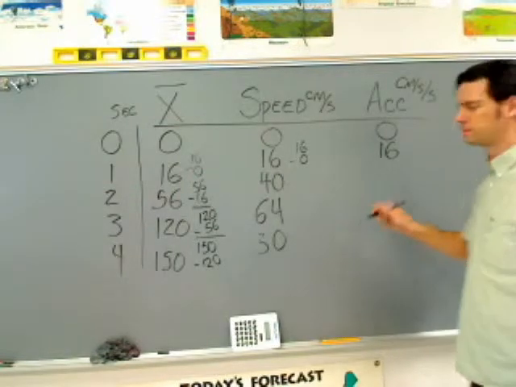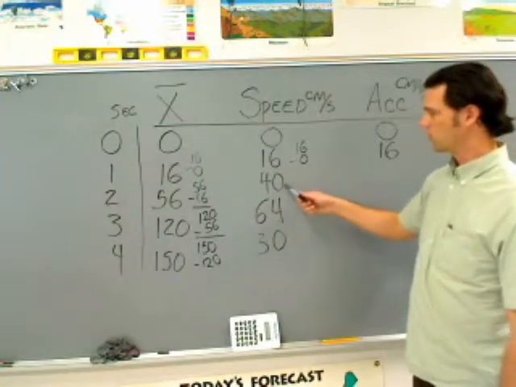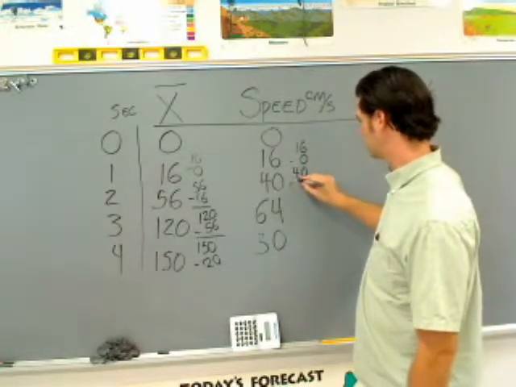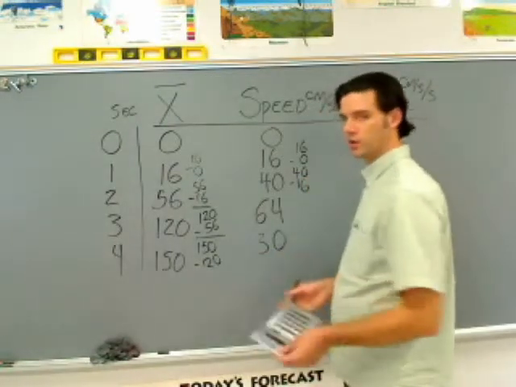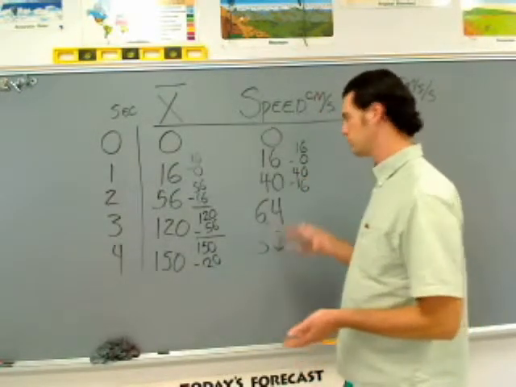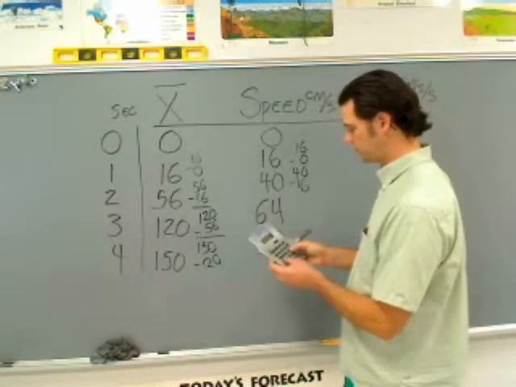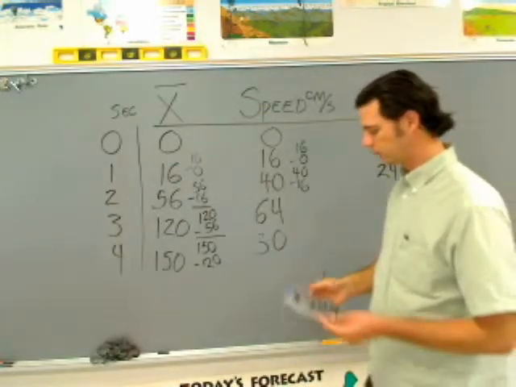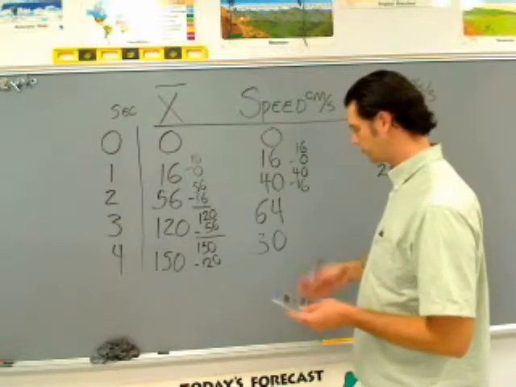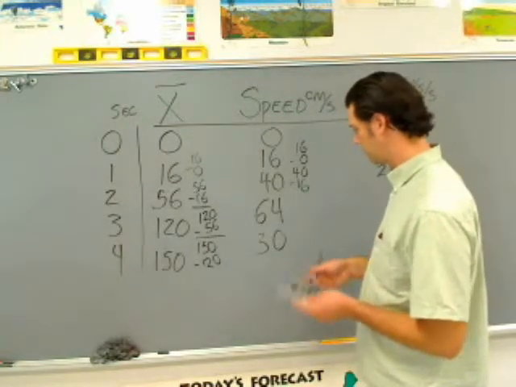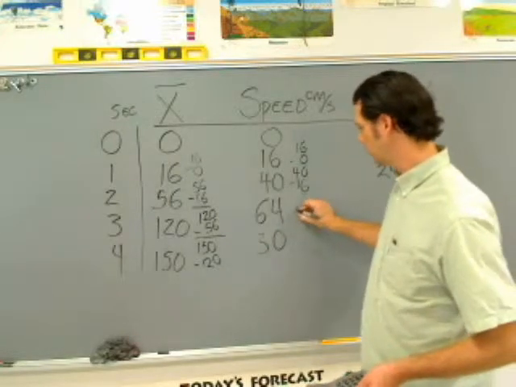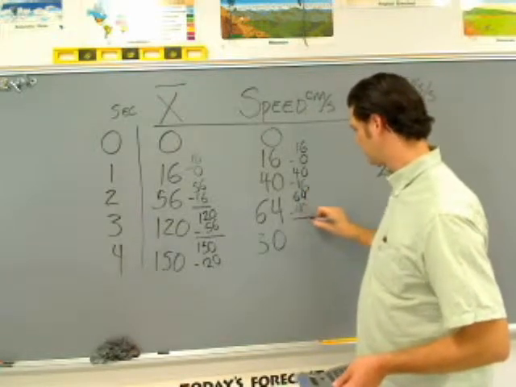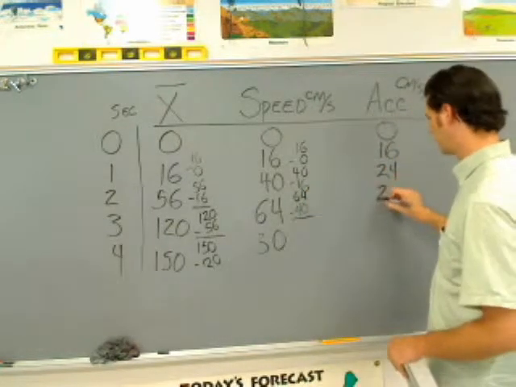So let's go to our next one. Our next one would be, we're going to take 40 and subtract from it 16. 40, subtract 16. Might as well use your calculator to make sure you get it correct. Make the process quicker so you don't have to do it longhand. 24. Same thing here. Again, you have your original speed and you have your final speed. So our original speed was 40. From our final speed of 64, we subtract 40, and that is going to give us 24.